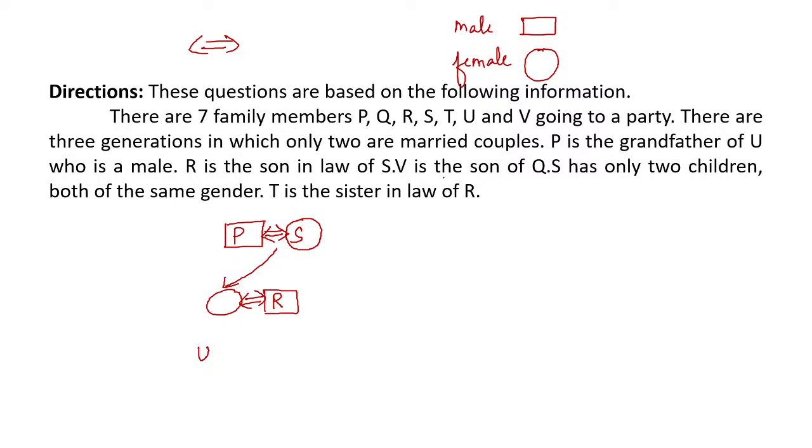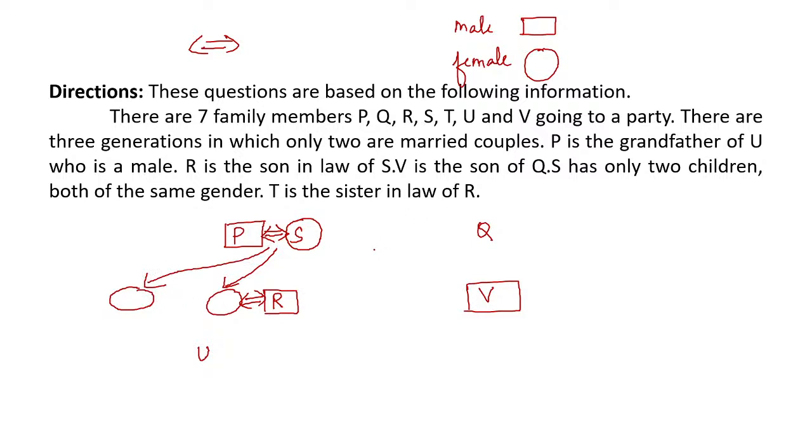Okay. V is the son of Q. Okay, we don't know about V and Q. We can't include it here. So let's put them individually and let's add them later. V is the son of Q. Okay. S has only 2 children, both of same gender. As in here, S has 1 child which is a female, then the other child will be a female. Okay. These 2 people had 2 children.